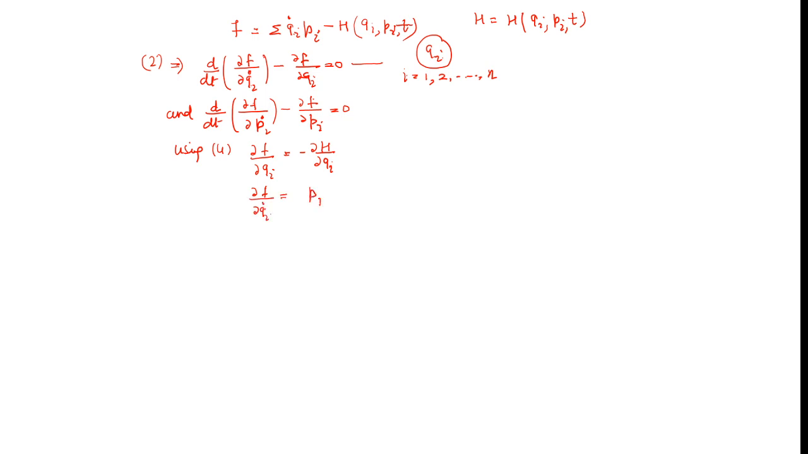It is pi. ∂F/∂pi is qi dot minus ∂H/∂pi, because H is a function of pi and from here also we will get qi dot. And what is ∂F/∂pi dot? It is equal to 0. So these are 4 relations which will be used in 5a and 5b.